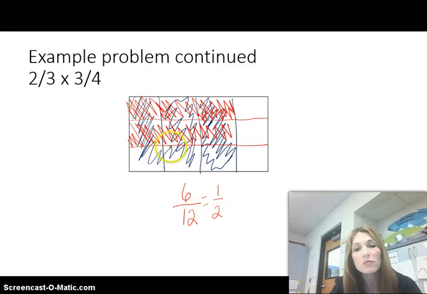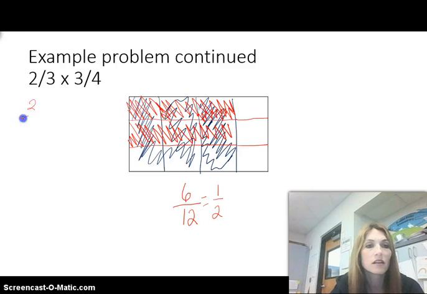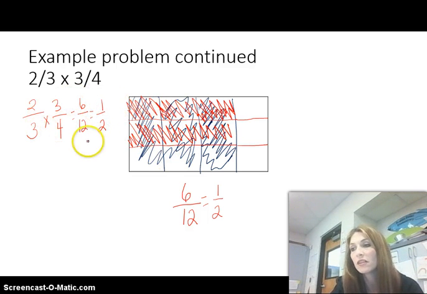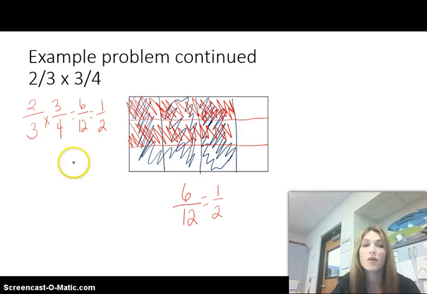The reason I showed you this model is so that you understand why the algorithm works. If we look at 2/3 times 3/4, we know that we can just multiply our numerators together and multiply our denominators together to get the answer. That gives us 6/12. And if we reduce that, that is 1/2. So the reason for drawing the model is so we actually understand how this math problem works, so that we don't just memorize the algorithm and know how to do the steps but have no idea what that really means.